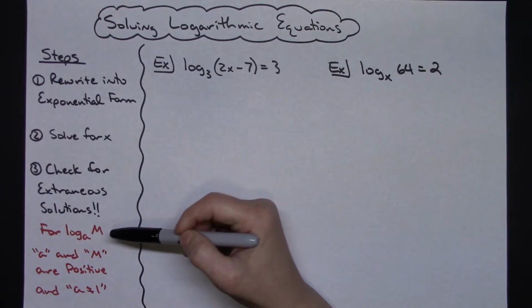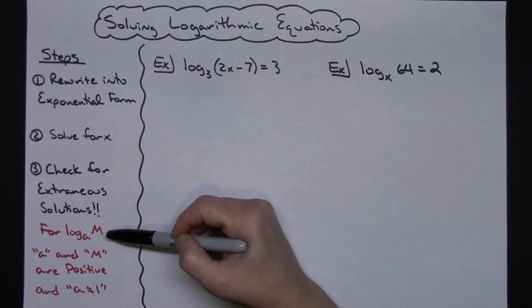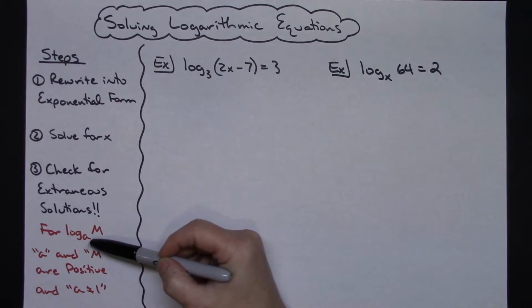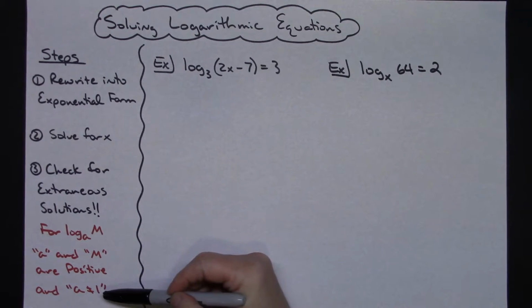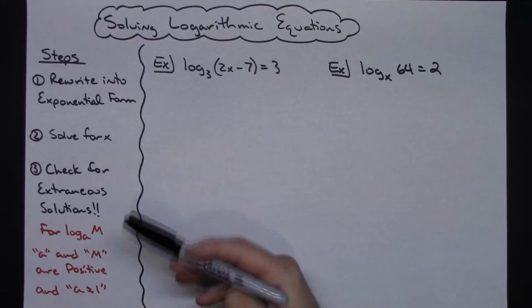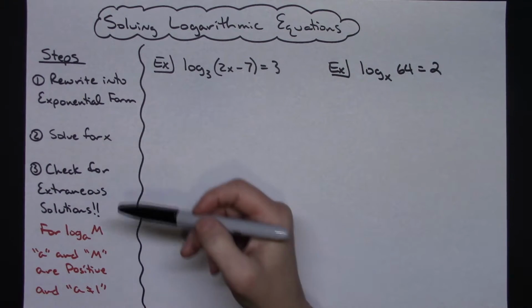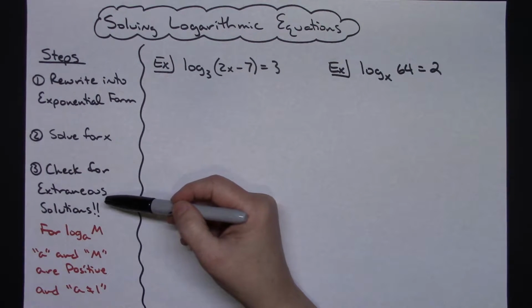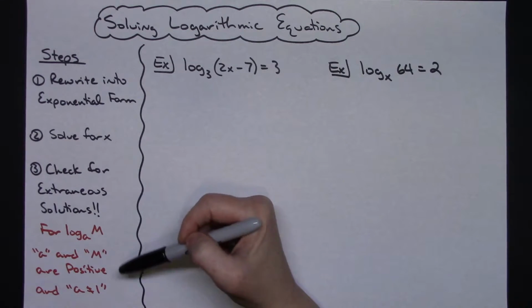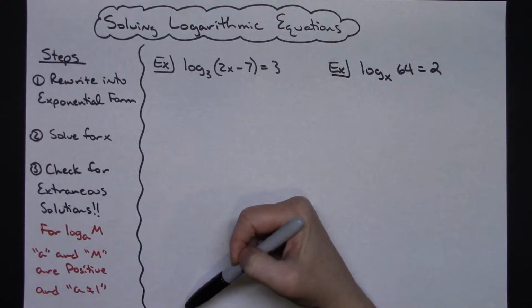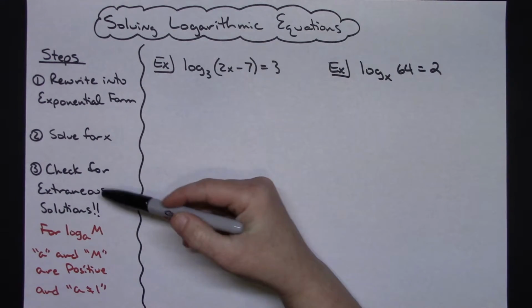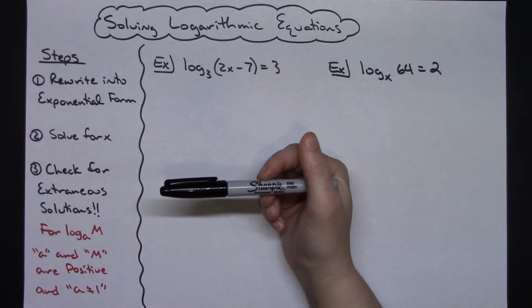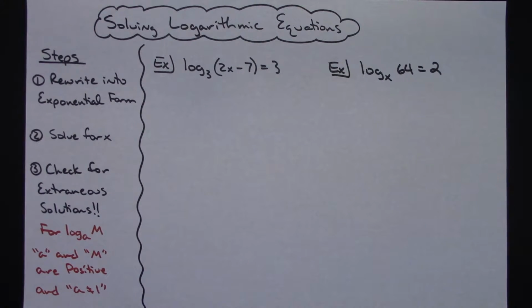When you're dealing with logarithms, let's say I've got the log of m base a, both the a and the m have to be positive, so I have to make sure and check for that. I also have to check to make sure that a is not equal to 1. And for the extraneous part, when I get that answer for x, I can plug it back into my equation and it makes it a true statement. So, just some pointers for solving these logarithmic equations.